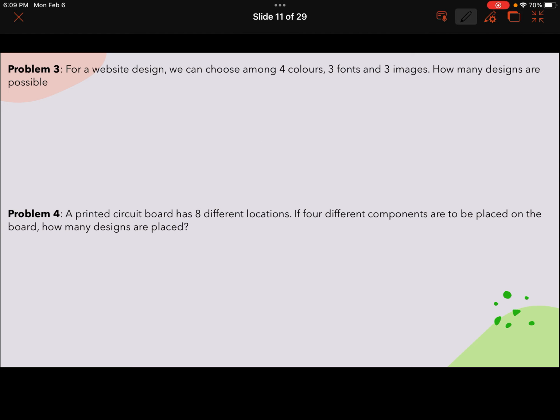Next question. For a website design, there are 4 colors, 3 fonts, and 3 images. Here, what rule will apply? Multiplication rule. According to the multiplication rule, 4 colors, 3 fonts and 3 images will give 36 ways of designing a website.